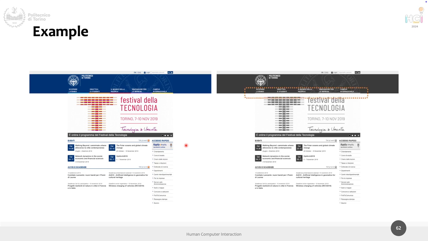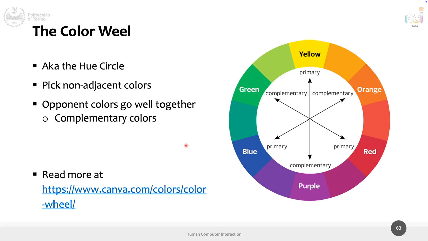Lucky you. So how to pick colors? Well, there are various ways to pick colors. One quite common way is the color wheel or the hue circle, where basically there are hues, so not colors in all their gradation and luminance, so a very light green, a slightly less light green, a pure green, etc., but just the main hue.